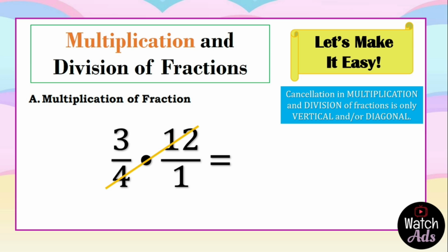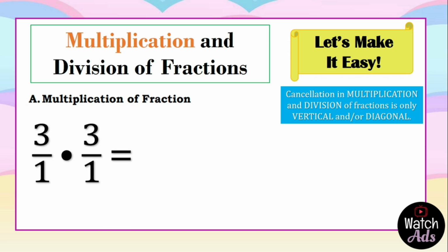Now, since we can cancel diagonally, we can cancel 12 and 4 because they have a common factor, and that is 4. 12 divided by 4 is equal to 3, and 4 divided by 4 is equal to 1. That gives us a fraction that is 3 over 1 multiplied by 3 over 1. Now that's easier to multiply.